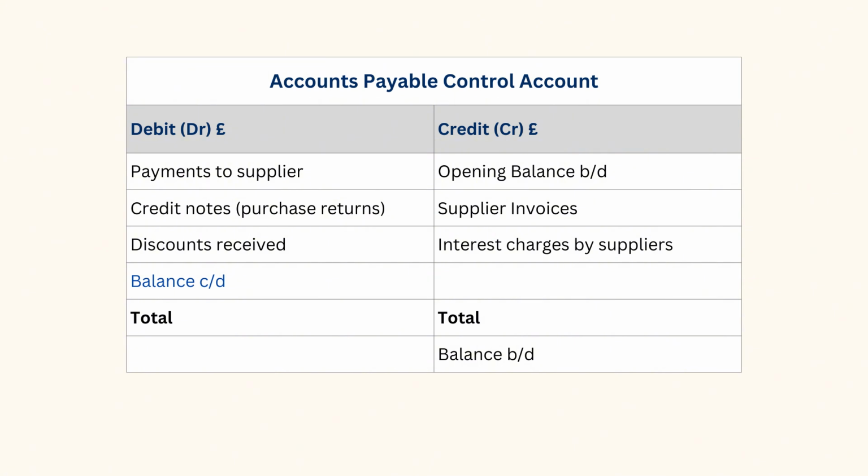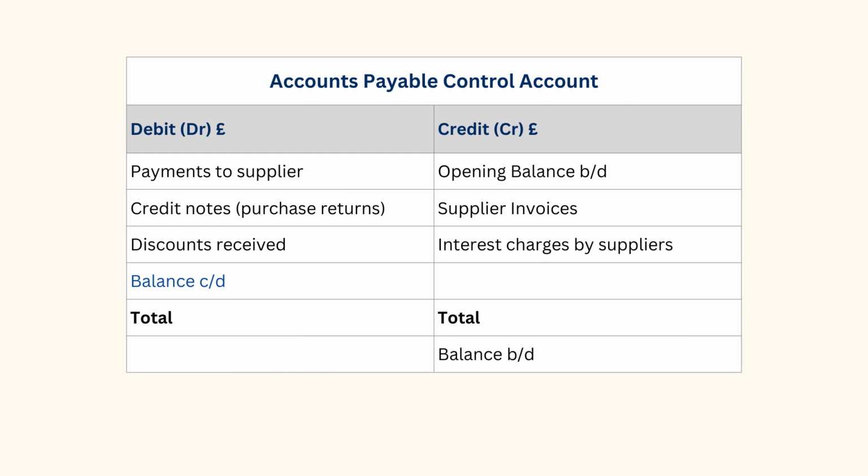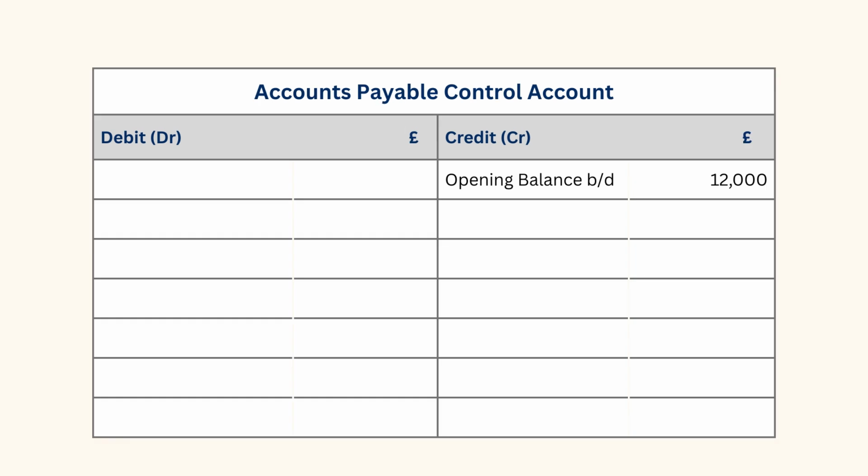Most importantly, this closing balance must match the total of all supplier accounts in the purchase ledger. If the two figures don't agree, we know that a posting error has occurred and a reconciliation is required. Let's walk through a simple example of how entries appear in the Accounts Payable Control Account.